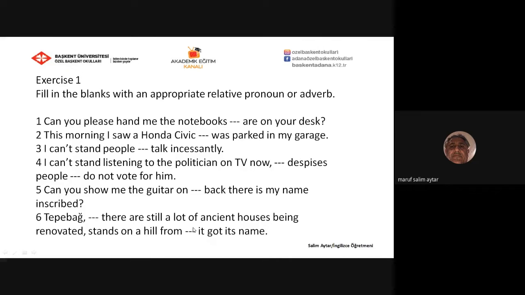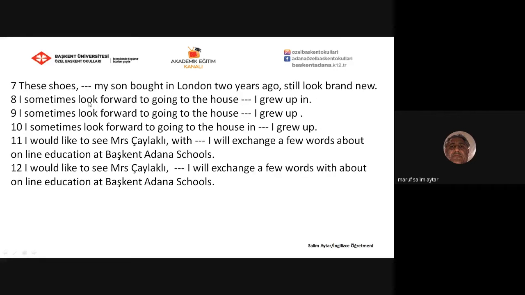Okay, right. These shoes, well, it gives the necessary information. There is a comma. These shoes, blah, blah, my son bought in London 2 years ago, still look brand new.